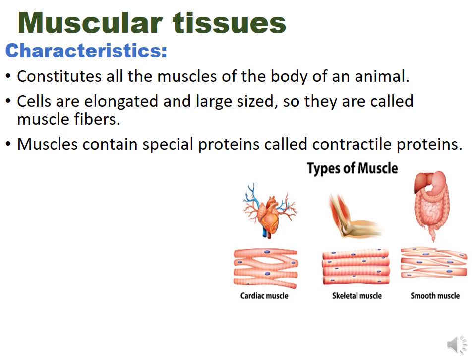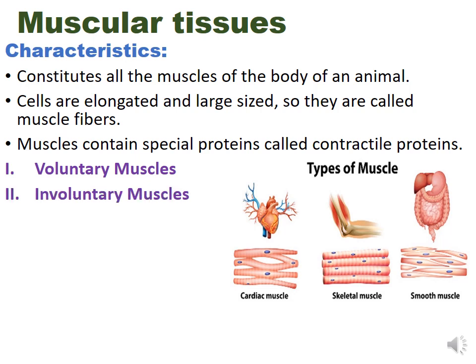Their shape is a fiber-like shape. That's why they are called muscle fibers. And the muscle contains special proteins called contractile proteins. Because of these contractile proteins, muscle can contract. Okay, and there are two types of muscular tissue. One is voluntary muscles, and another one is involuntary muscles.